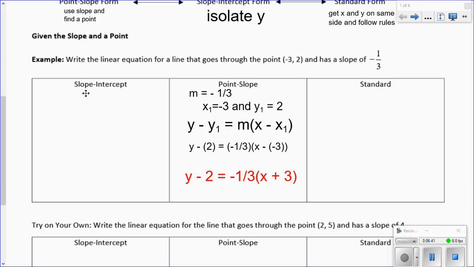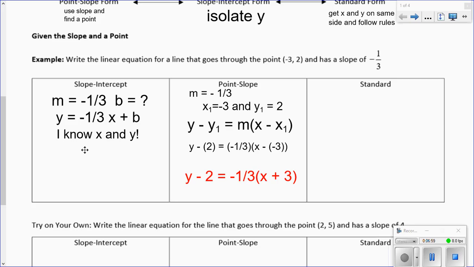So slope intercept, I need a slope and a y-intercept. I got the slope, but they didn't give me the y-intercept. They just gave me a random point on the line. So what I would do is I'm going to fill in what I can. y equals the m, negative 1/3, x plus b. I don't know what b is. I need to figure that out.